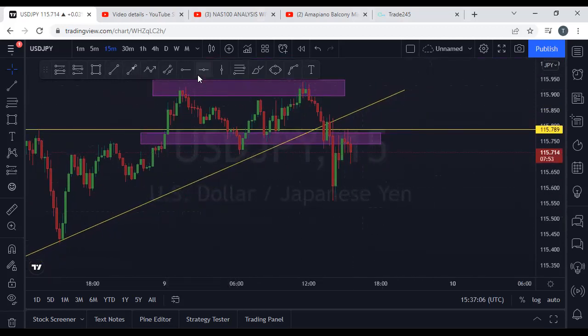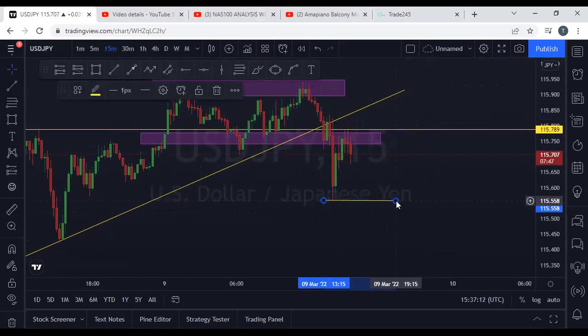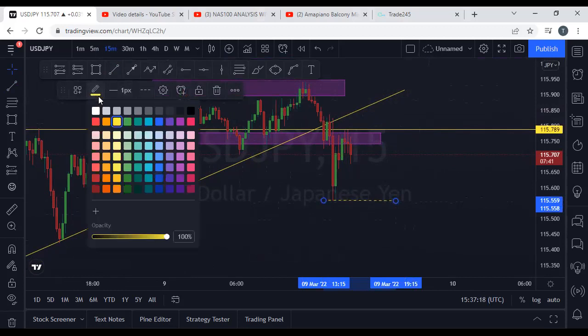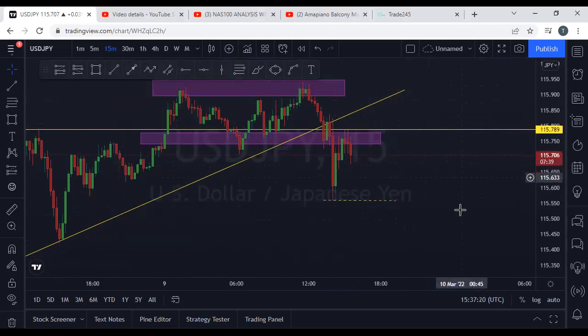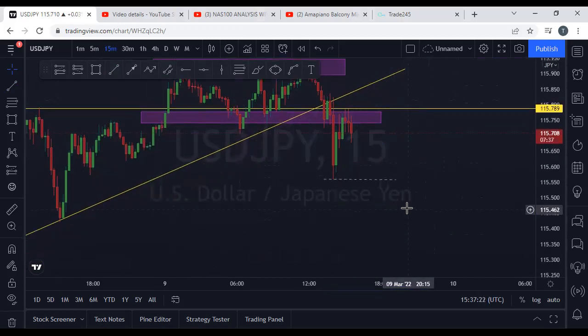It's gonna break this structure. That's one we know for sure. It's gonna break this structure. It's gonna break below here. Let's use a dashed line. We want to see it breaking here. So if it breaks here, then we know that okay, we are ready to take a sell. You can take a sell here, you can take a sell here, because you can see that it is falling.